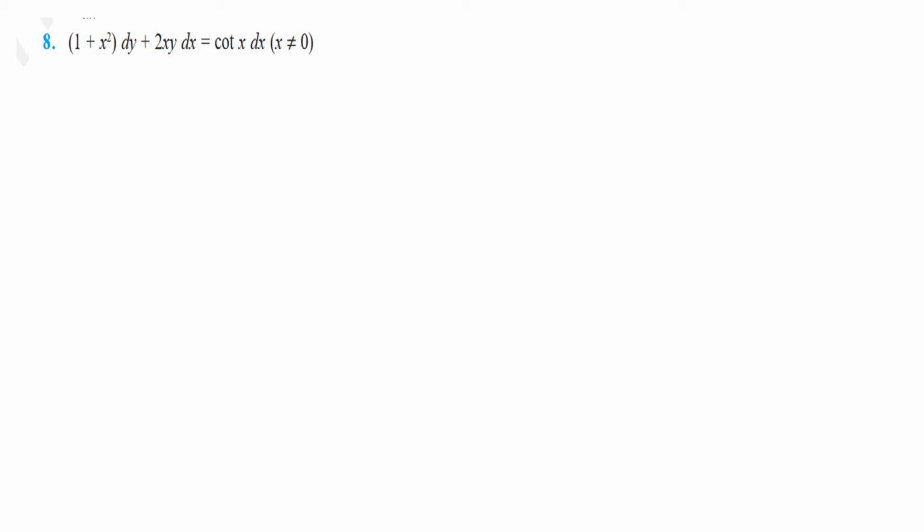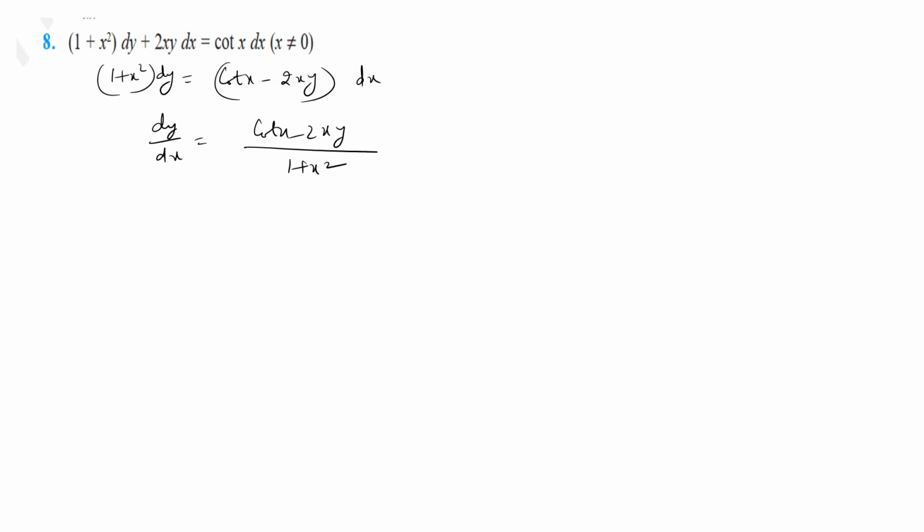Question number 8 is, again you have to express it firstly in dy by dx form, so that you can understand what the question is here. So it becomes cot x minus 2xy dx. Okay, so if we frame dy by dx, I'll get it as cot x minus 2xy upon 1 plus x square. So it becomes dy by dx is equal to, the term containing y, because we are getting the form dy by dx plus py is equal to q.